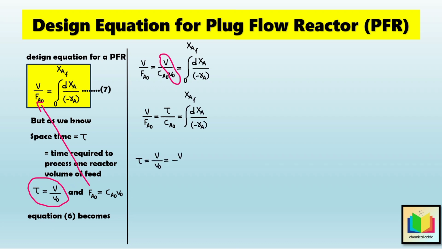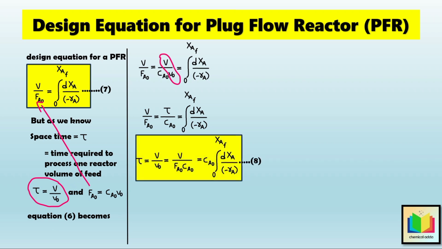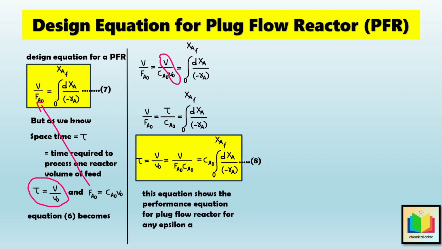Tau is equal to V by V0 is equal to V by Fa0 into Ca0 is equal to Ca0 into integration from 0 to Xaf, dXa divided by minus Ra. This equation shows the performance equation for a plug flow reactor for any epsilon A. With this equation we can determine reactor size for a given feed rate and conversion.